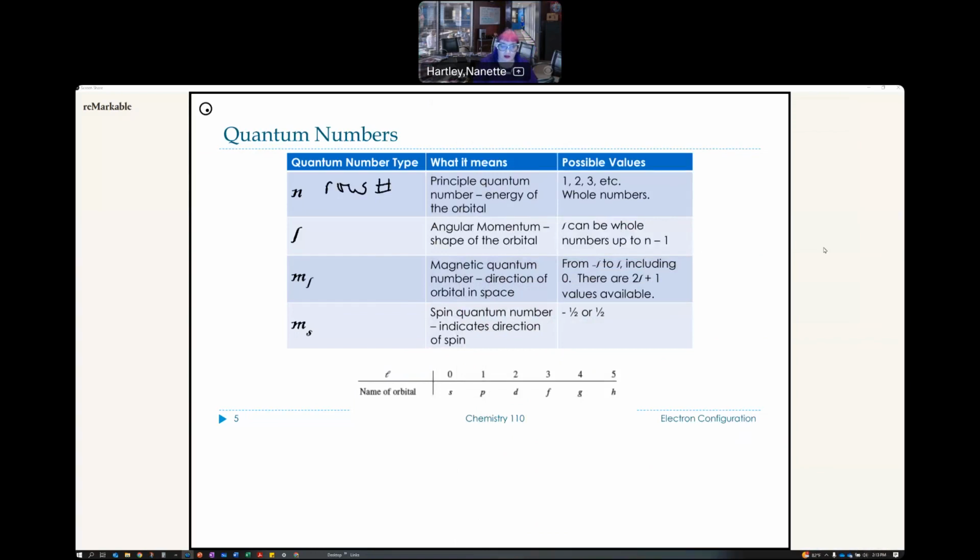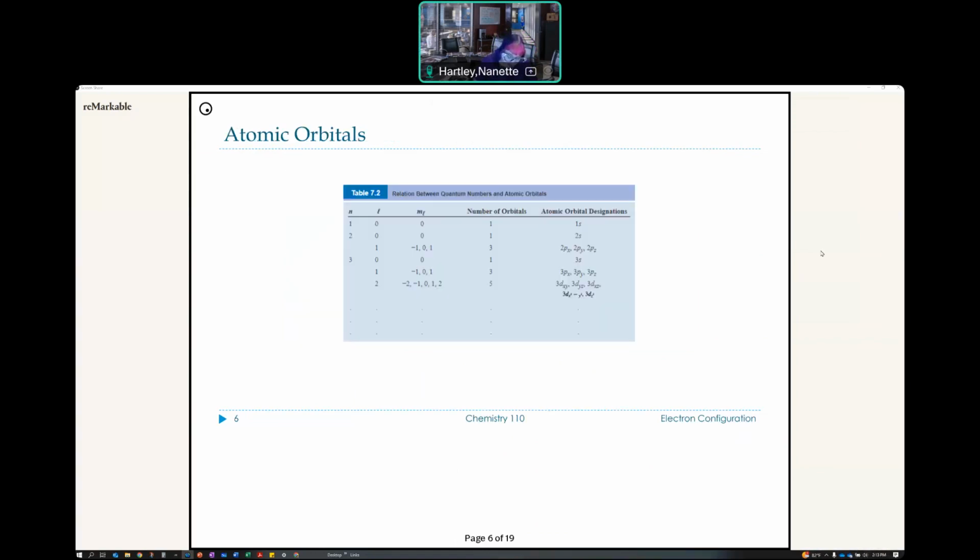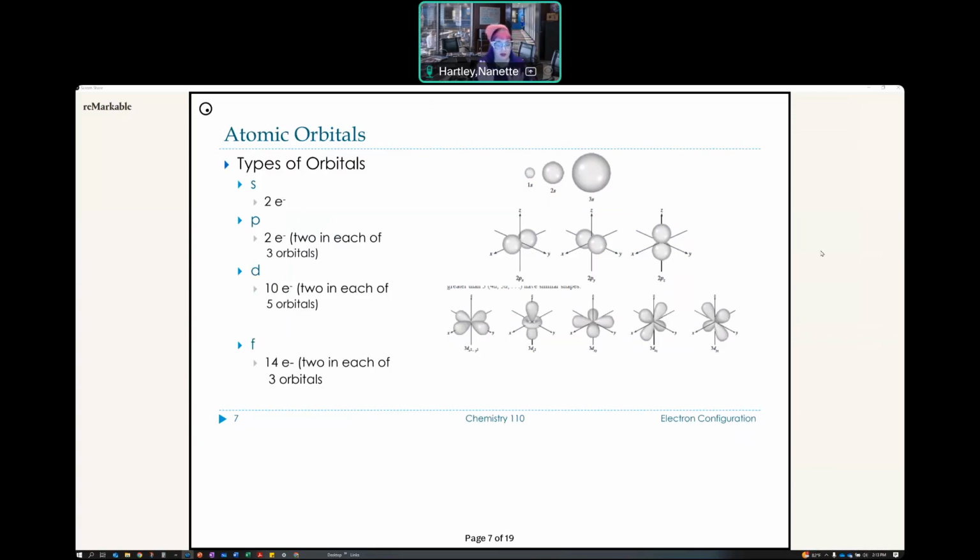When we talk about an L, it is described as an angular momentum. And it's the shape of an orbital. Now, there are different types of orbital shapes. All right. When we talk about orbital shapes, I'm going to flip over for just a second to look at the next slide. Oh, it's not that one, hold on. It's over here. I'll go back, I promise.